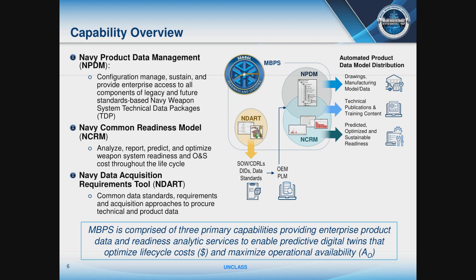That then feeds the analytics part of model-based product support, which is the Navy Common Readiness Model. And the Navy Common Readiness Model, this is the place where we're going to analyze that information, analyze changes to that data, and then report out readiness, predict outcomes, optimize our weapon system supportability parameters, things like spares and manpower and location of repair and things, and allow us to really understand how readiness and cost are going to evolve.